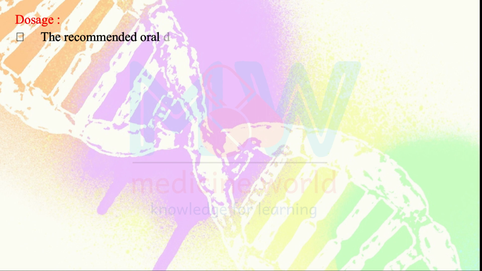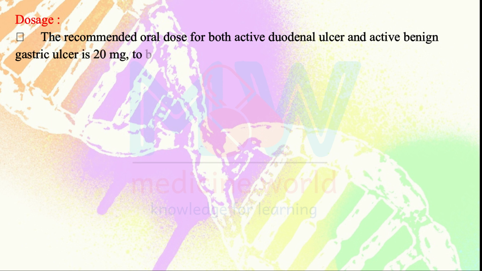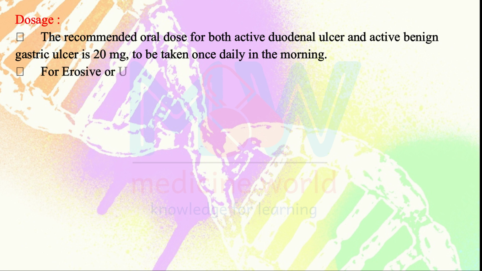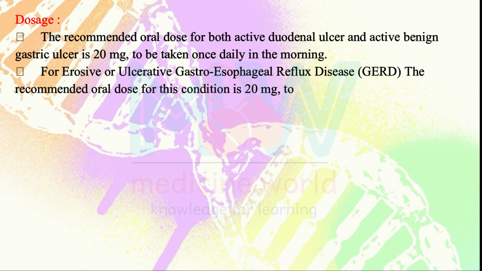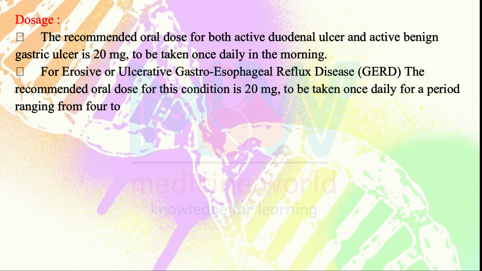The recommended oral dose for both active duodenal ulcer and active benign gastric ulcer is 20 mg to be taken once daily in the morning. For erosive or ulcerative gastroesophageal reflux disease GERD, the recommended oral dose for this condition is 20 mg to be taken once daily for a period ranging from 4 to 8 weeks.